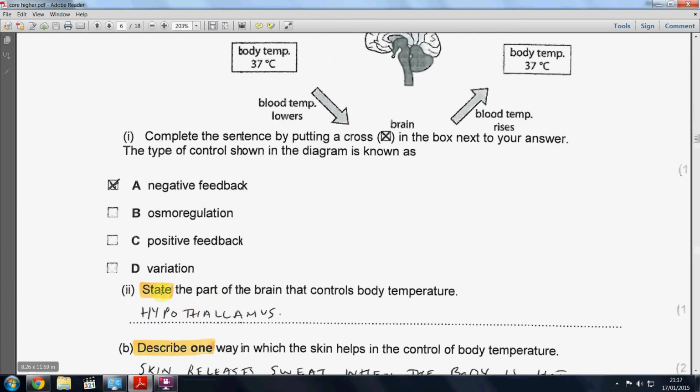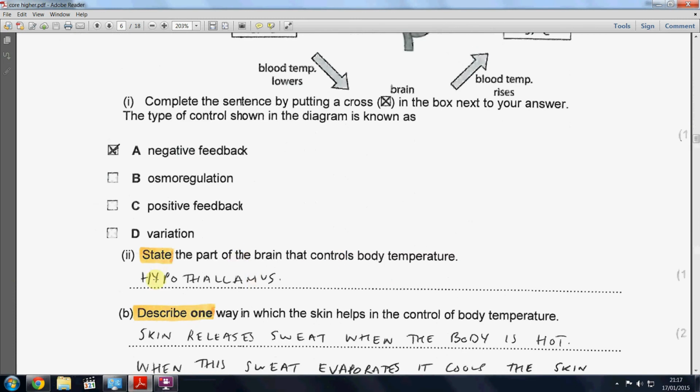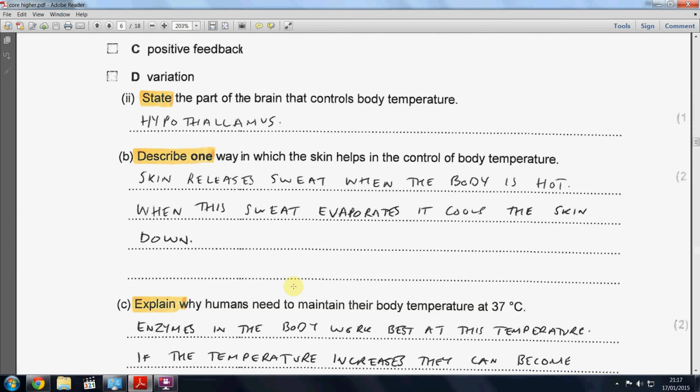The next one, the command word here is state, so literally you just have to write it down. State the part of the brain that controls body temperature. It's this grey blob at the back here on the diagram, and it is called the hypothalamus. You can be fairly liberal with your spelling there. I'm not even sure that's right, to be honest, but as long as you've got the word down, then you're onto a winner.